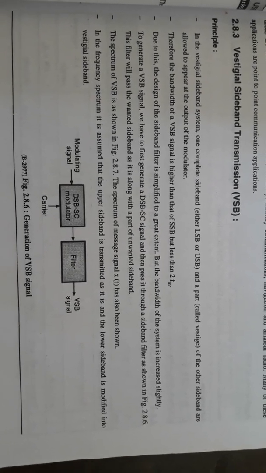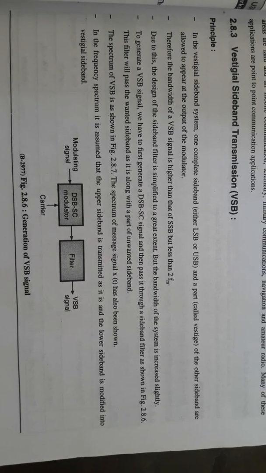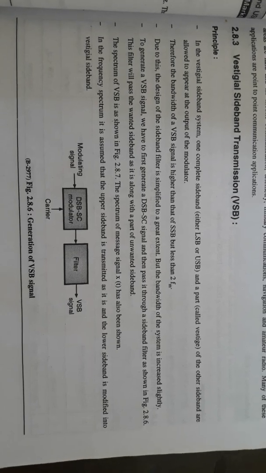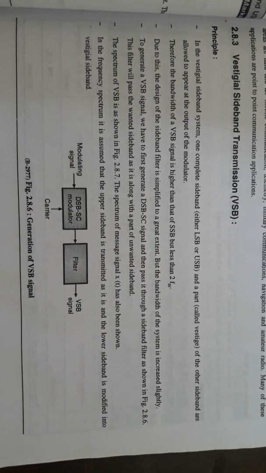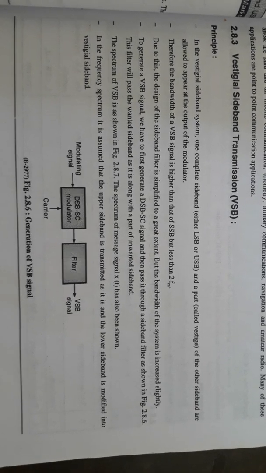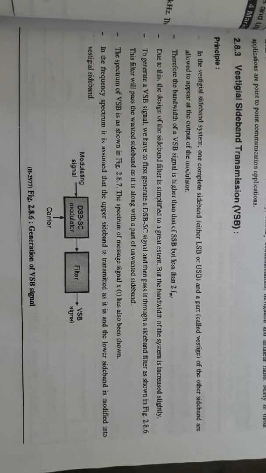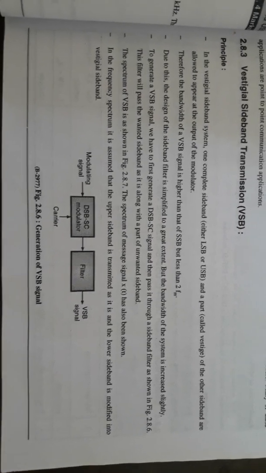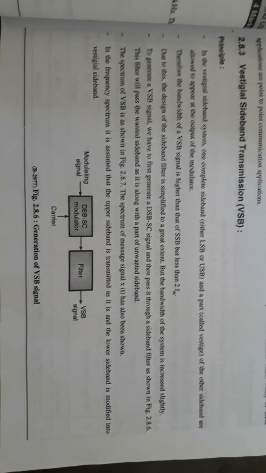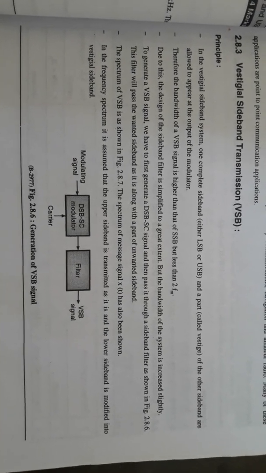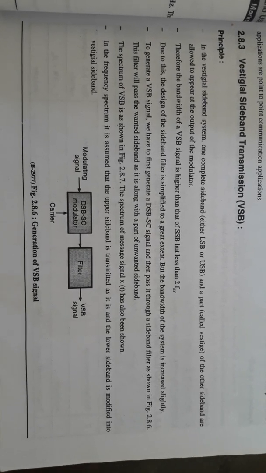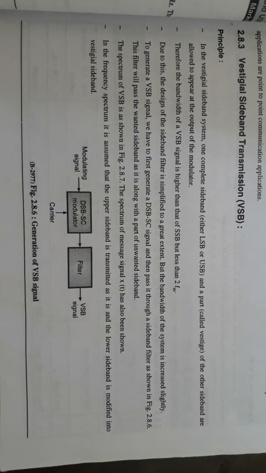So, dear students, today we are going to discuss the vestigial sideband transmission of amplitude modulation. It is one of the types of amplitude modulation. Now, in vestigial sideband transmission, the basic concept is to transmit one full sideband and to transmit a vestige of another sideband. As we know, in AM there are three components: carrier component, USB that is upper sideband, and LSB that is lower sideband.